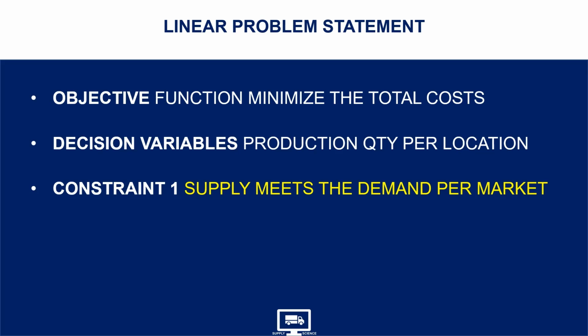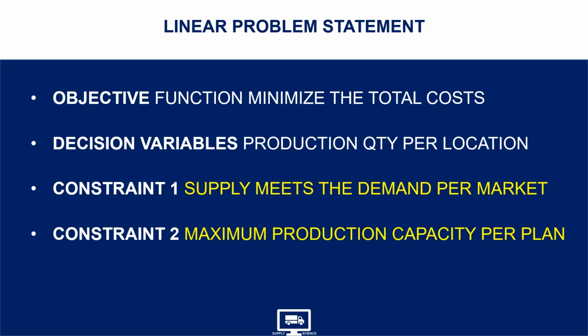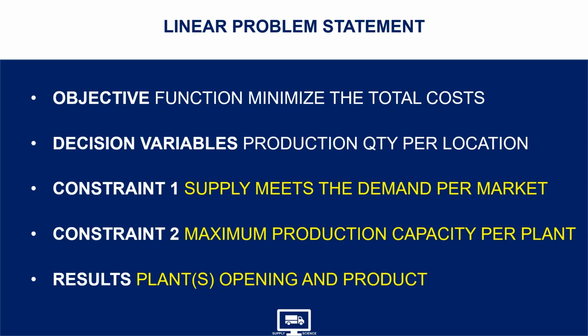The first one is that the supply, so the production output, needs to be higher than the demand. The second constraint is the limited production capacity per plant. And the final result will be a list of factories opened with the output volume for each of the markets.